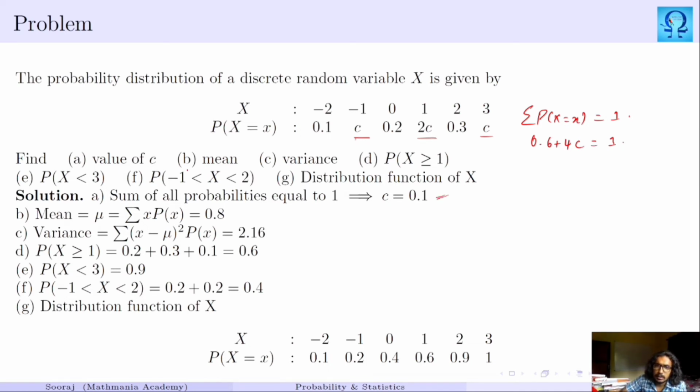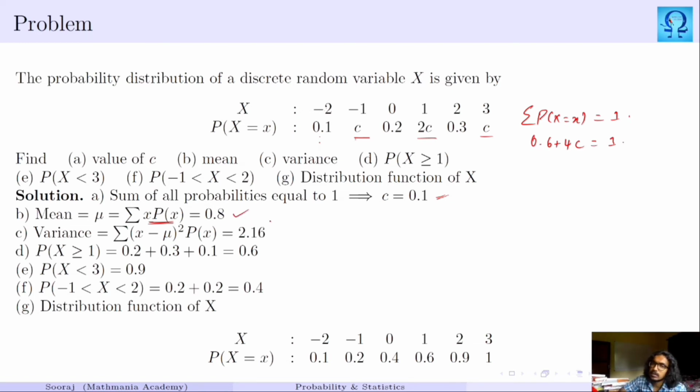Next, the mean. What should we do? That is x multiplied with p of x: minus 2 multiplied with 0.1, plus minus 1 multiplied with 0.1, plus 0 multiplied with 0.2. If you just do it, you would get 0.8.